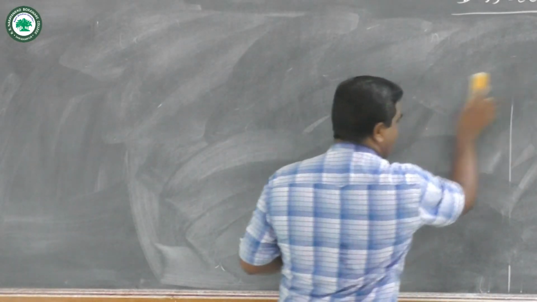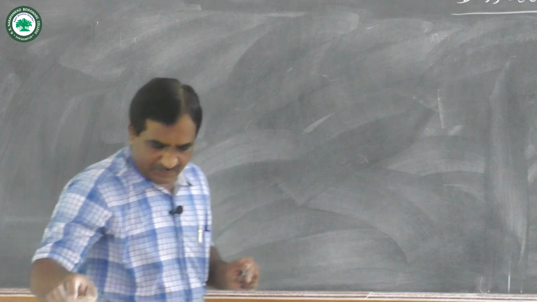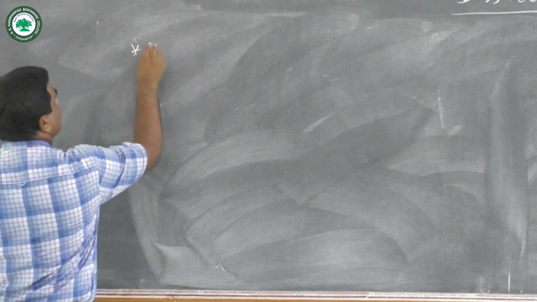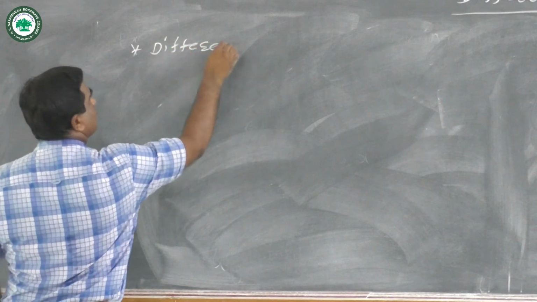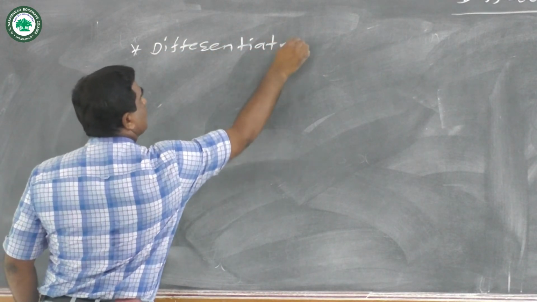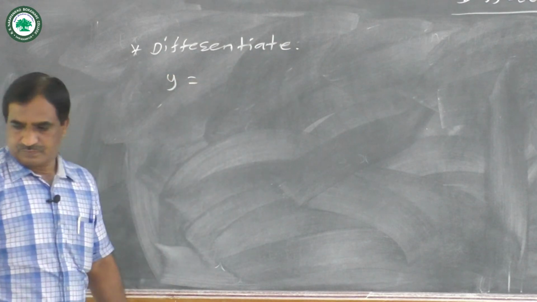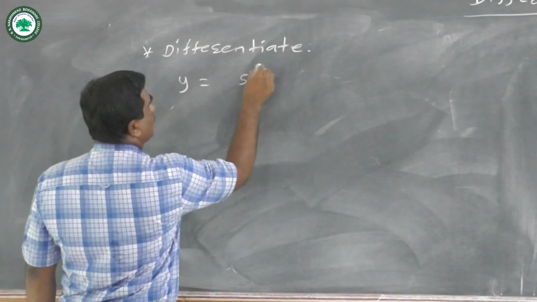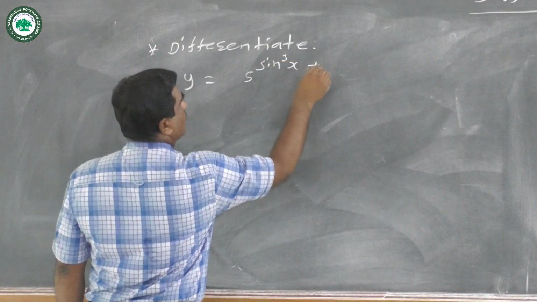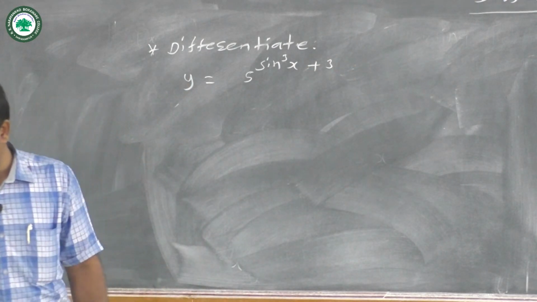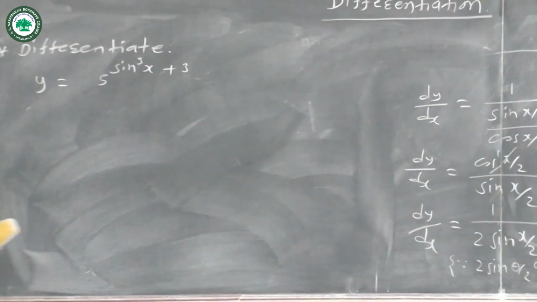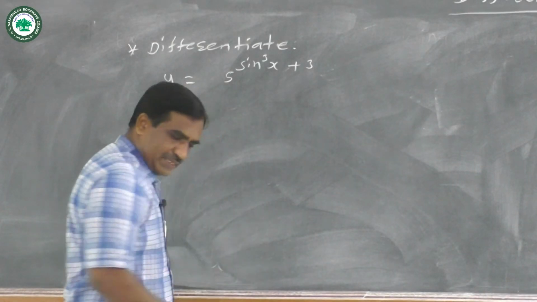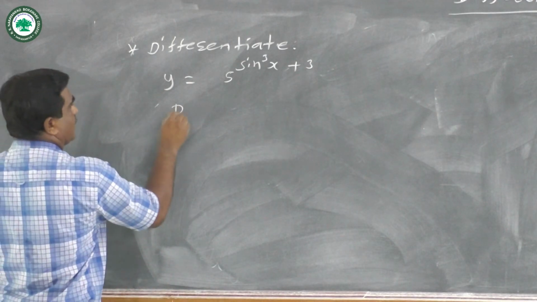Okay. Now see one more example. If we ask only one example in examination, it is asked like this: differentiate y is equal to 5 raised to sin cube x plus 3. Now the answer for this example. Differentiate this equation again with respect to x.